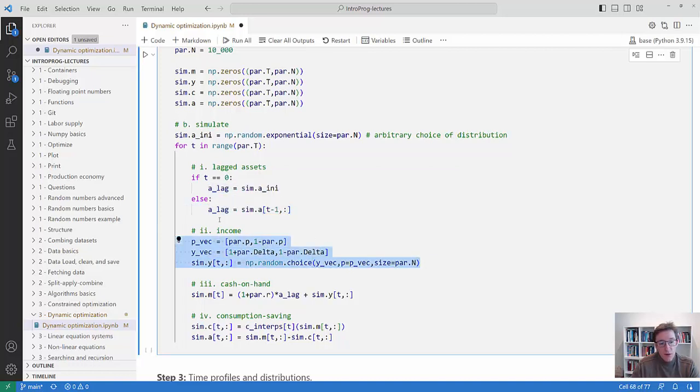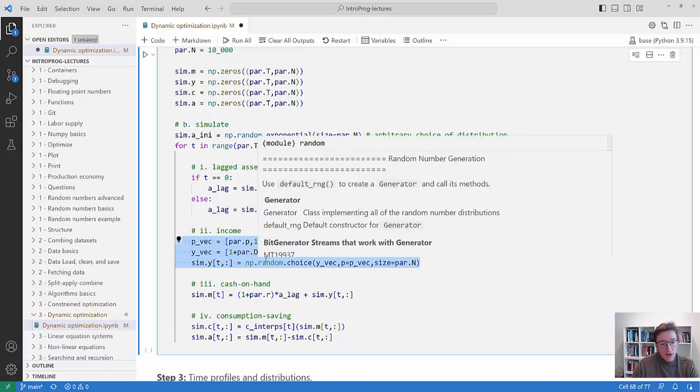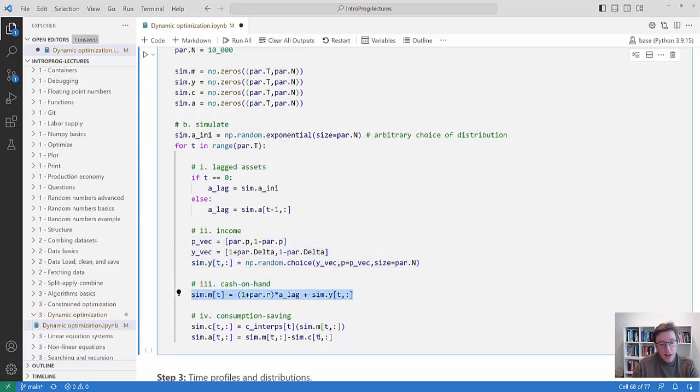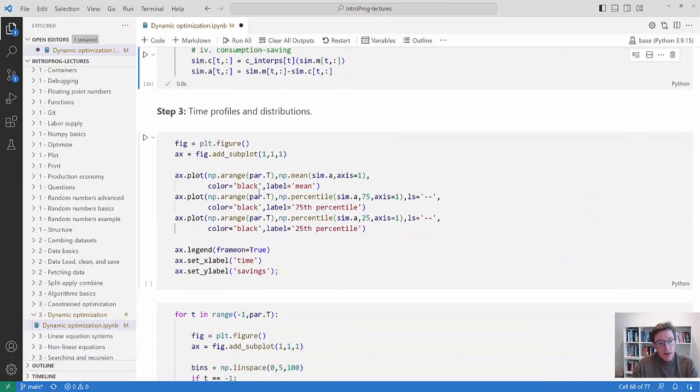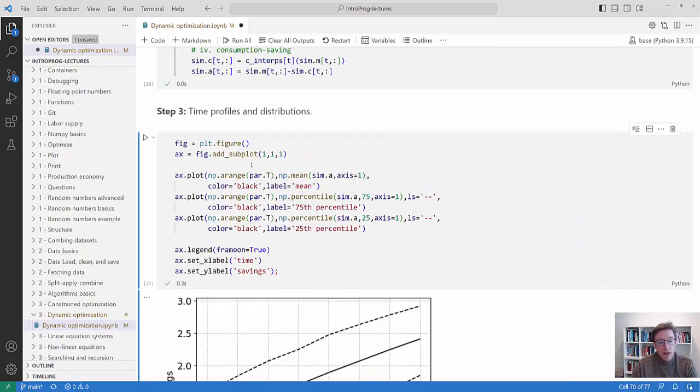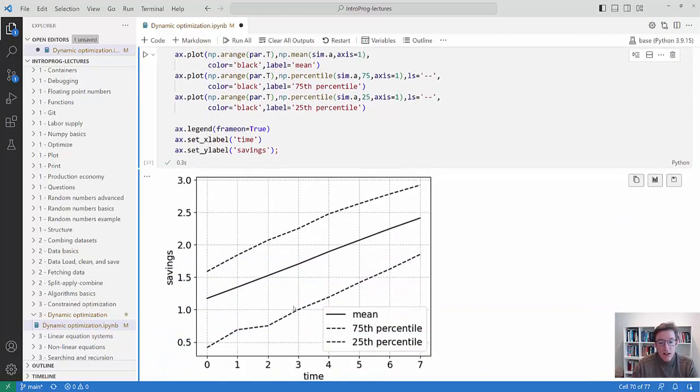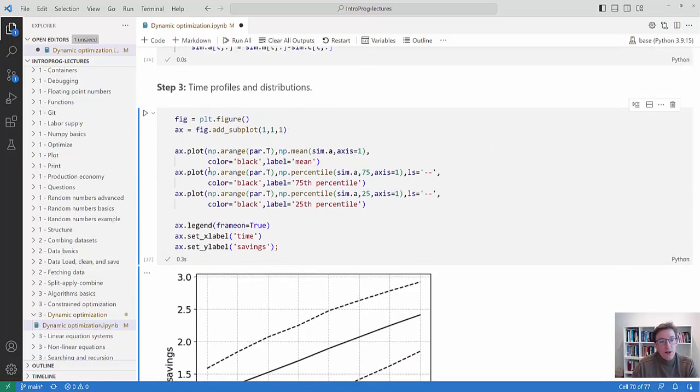I find the random value of income for each individual. I calculate what is the cash in hand. I apply my interpolated consumption function, and I calculate what is end of period assets. And this is just running the simulation in this way, and then I can look at it in various ways. For example, here I'm plotting the mean and the 25th and 75th percentile over time. So that's one thing I can investigate here.